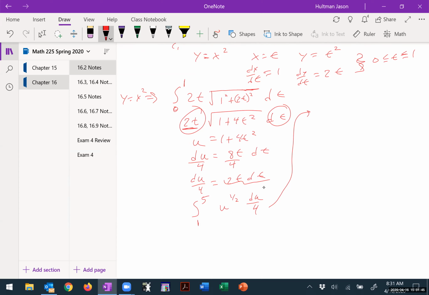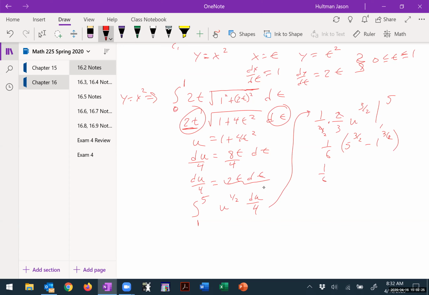Okay, so when I integrate this, this becomes 2/3, right? Times 1/4. Don't forget the 1/4. Maybe I should reverse this. This is 1/4 times 2/3 u to the 3/2 evaluated from 1 to 5. The 2 and the 4 are going to cancel, and that's going to be 1/6. And this is going to be 5 to the 3/2 minus 1 to the 3/2.